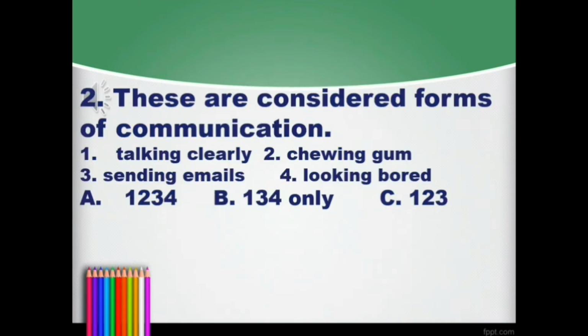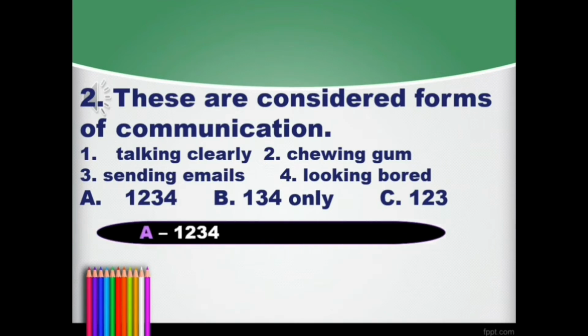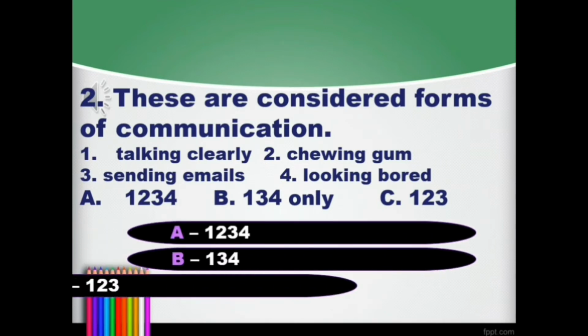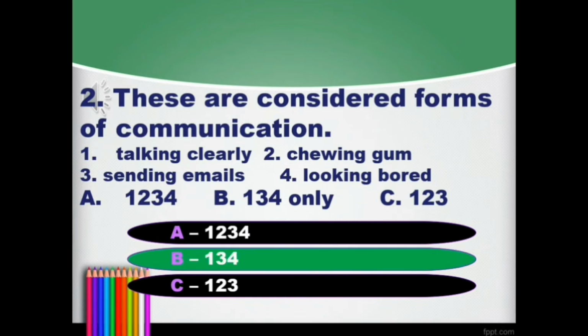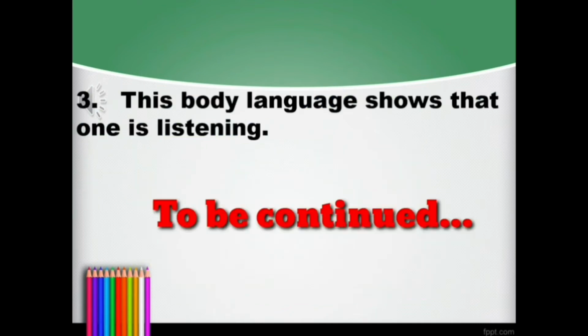Next, number 2. These are considered forms of communication. Number 1, talking clearly. 2, chewing gum. 3, sending emails. Or 4, looking bored. Which from the group of statements is true? A, is it 1, 2, 3, and 4? Letter B, 1, 3, and 4? Or letter C, 1, 2, and 3? What's your answer? Wow, you're great! So the right answer is letter B.